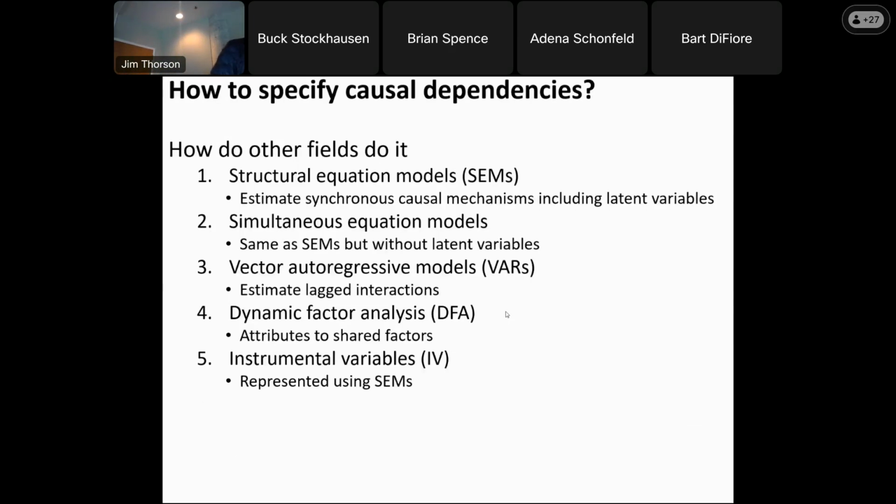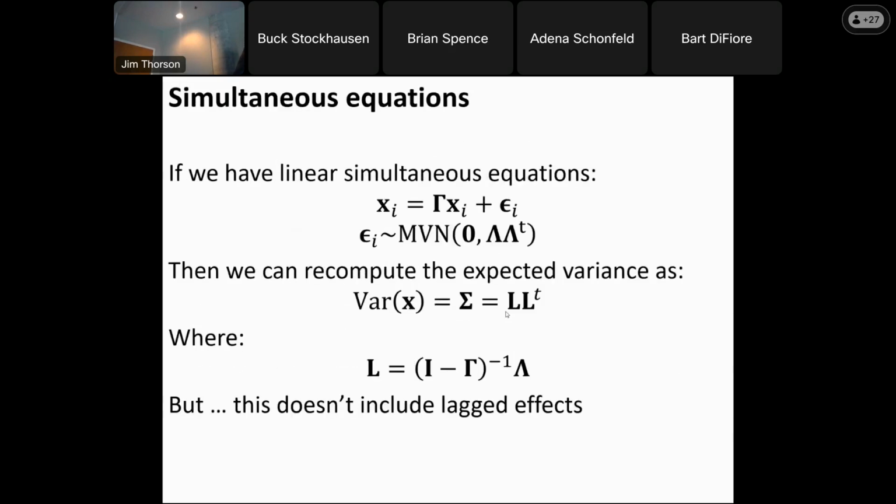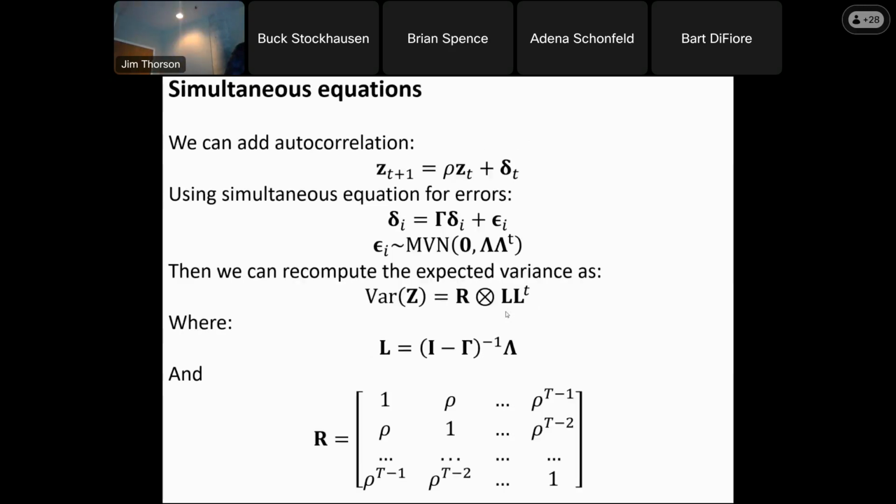So I'm going to walk through how this could count these other nested submodels. I'm calling it dynamic structural equation models. It's a simple idea and surprisingly hard to find in the stats literature. So again, if we've got these simultaneous equations, we can back out the covariance and a Cholesky of it, but this doesn't have lagged effects. We could add autocorrelation in a time series model and make the separable time autocorrelation and SEM, and that's where I started. But that only gives you one lag for the whole set of simultaneous equations, and that's not what we want either.